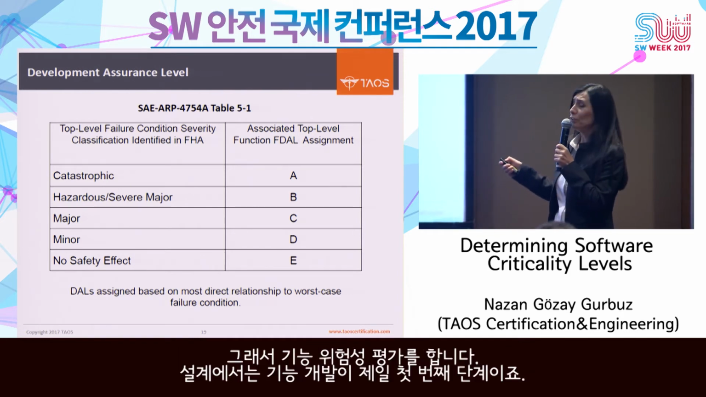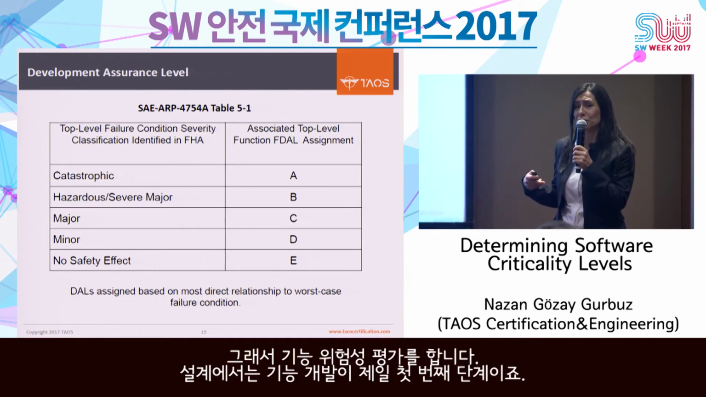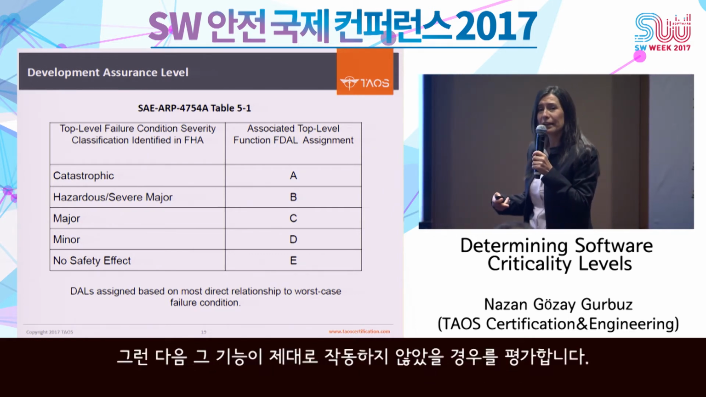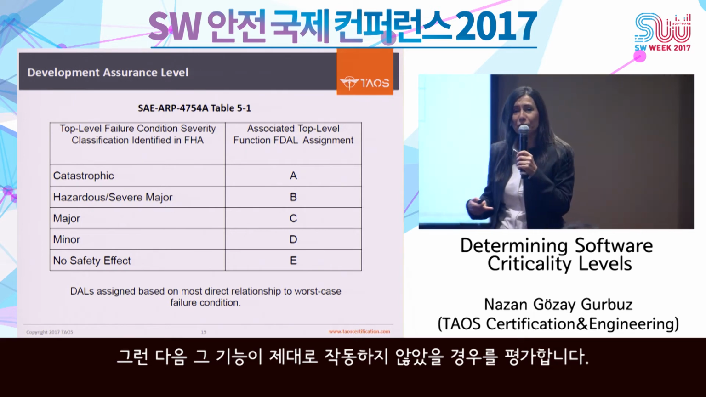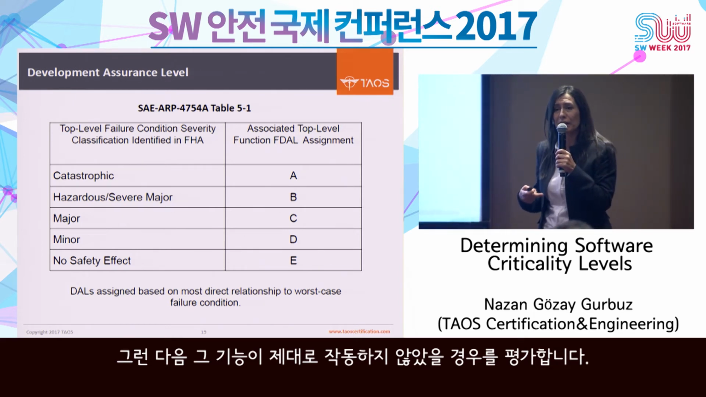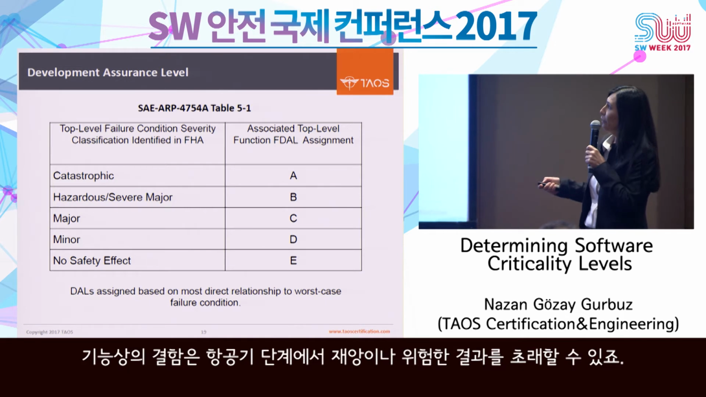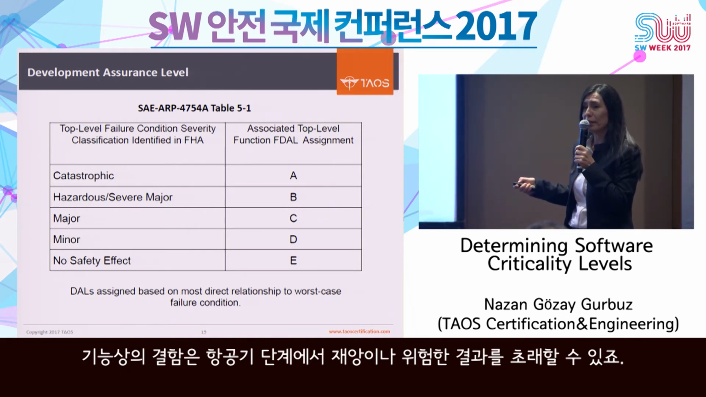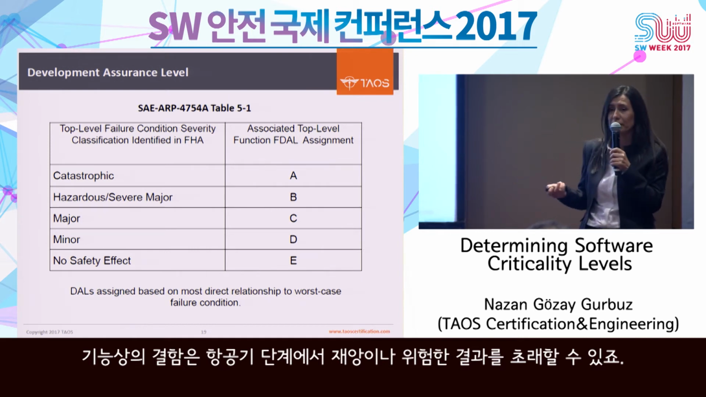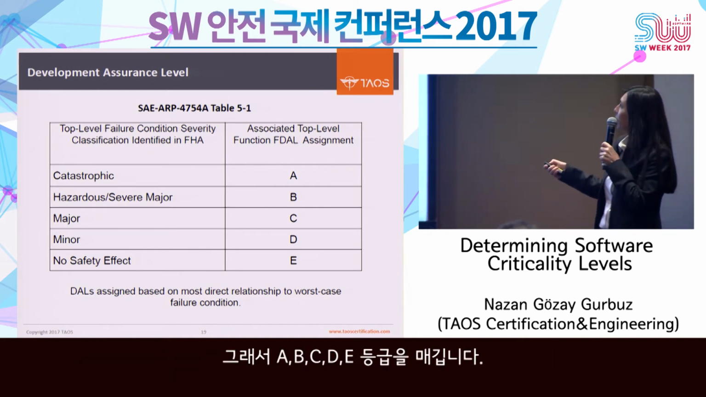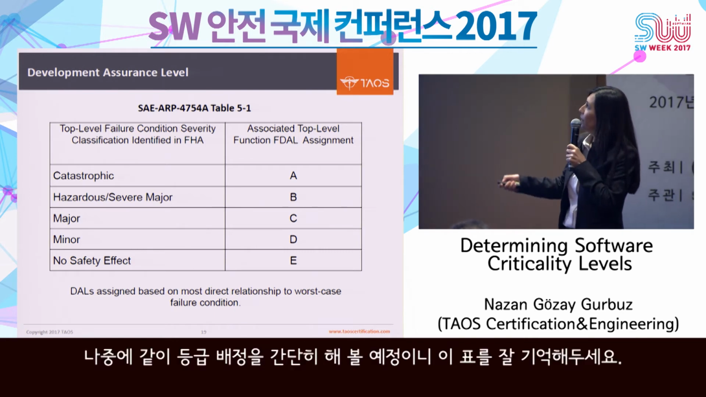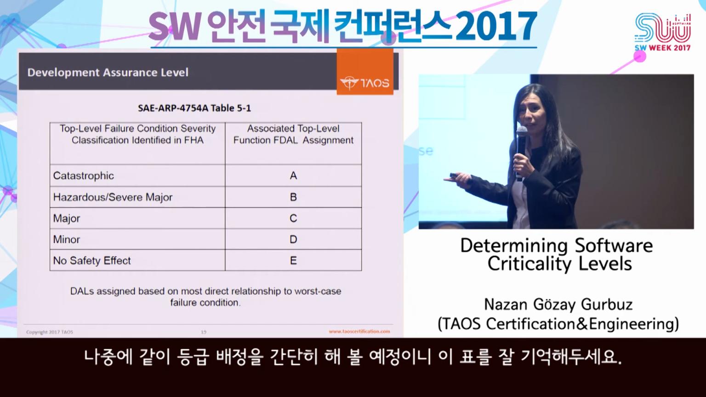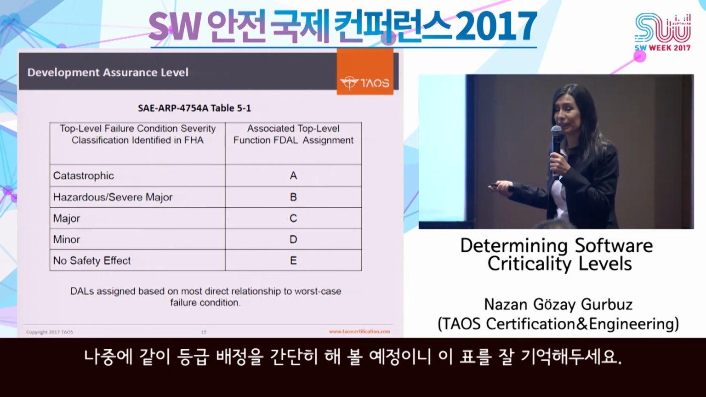So we do functional hazard assessment. We know our function; to design, we start with functional development, right? And then we assess the function. What if we lose the function? What if it functions erroneously? The effect of those functional failures creates some catastrophic, hazardous, or major effect at aircraft level. So we assign A, B, C, D, and E. Remember that table. We will do some simple examples to assign criticality.